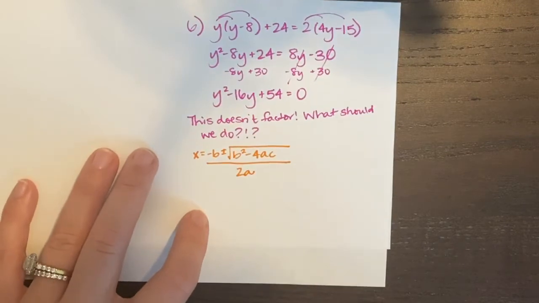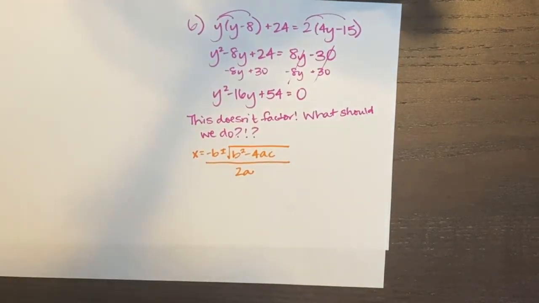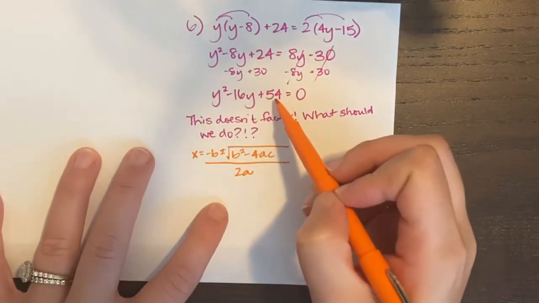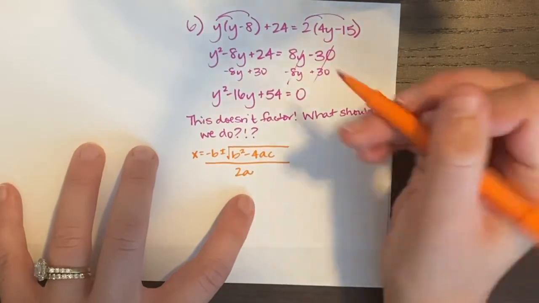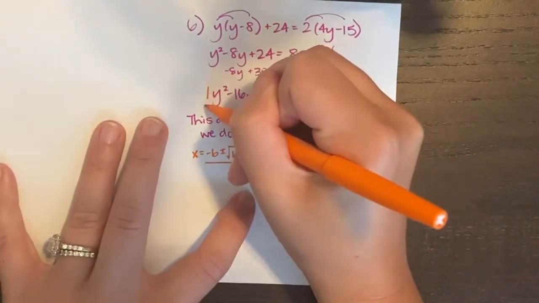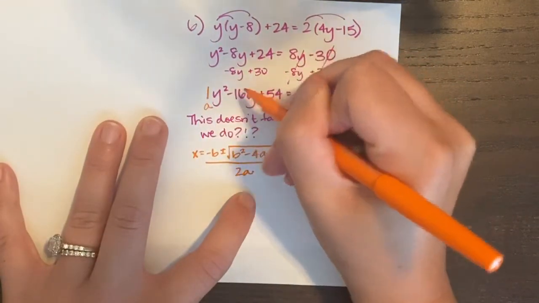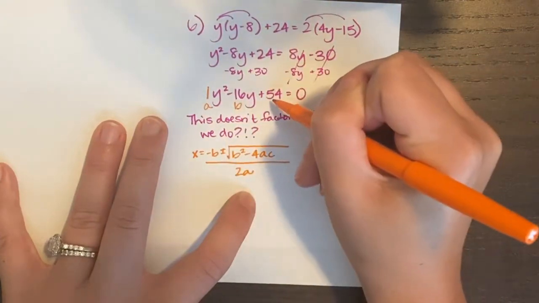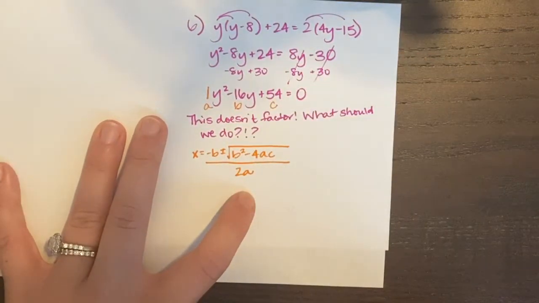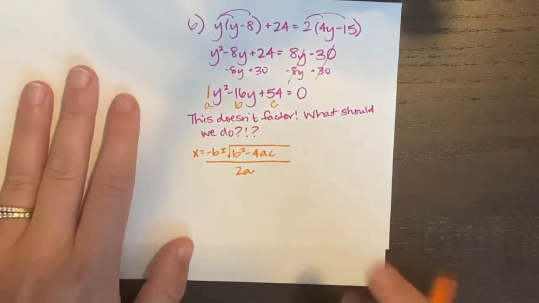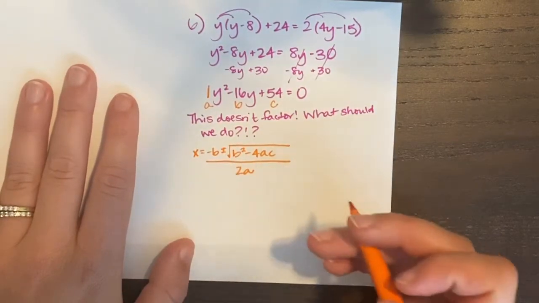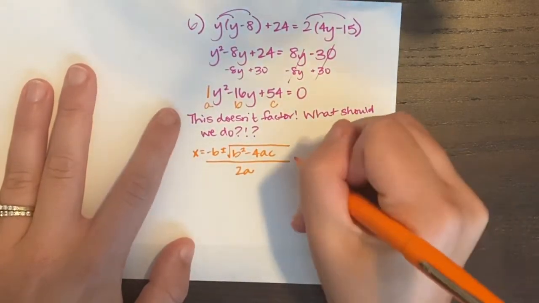Okay, and you might have learned a song that goes with it too. But what we mean by a, b, and c are the coefficients that are in front of your first term, your second term, and your third term. So in this problem right here, a would be 1, b is negative 16, and c is positive 54. So what we can do is fill in a, b, and c in our formula right here.